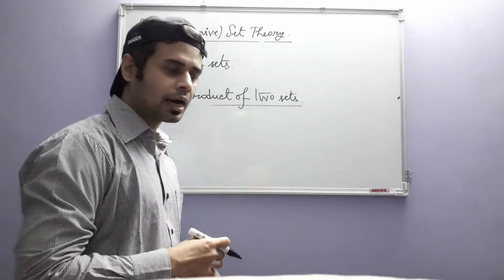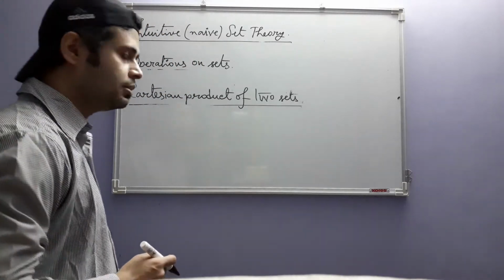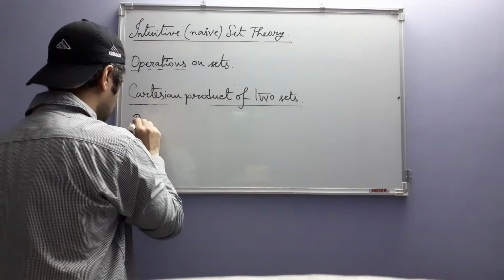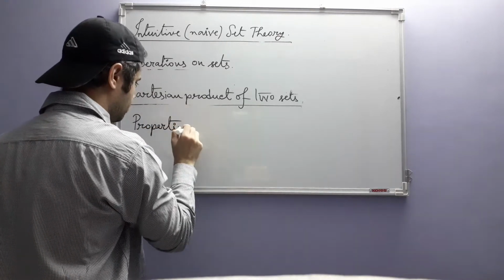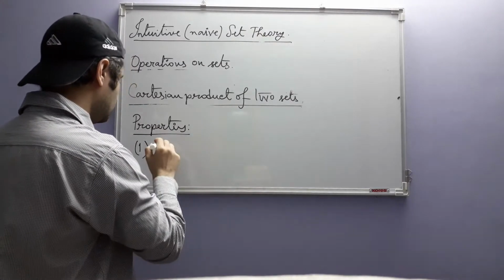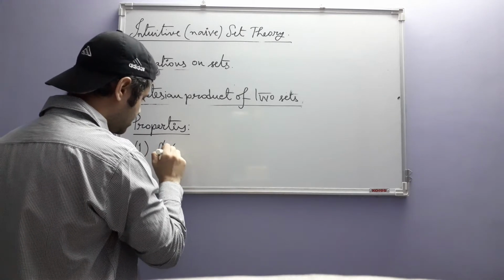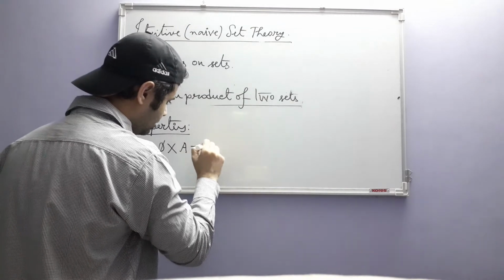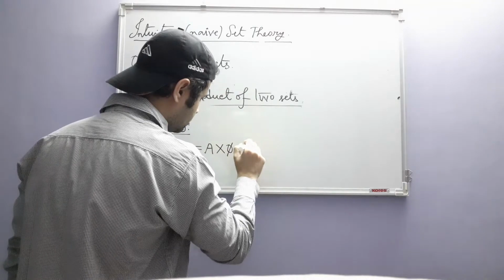Having seen what Cartesian products of two sets are, let us now see some properties of Cartesian products. If you take the Cartesian product of the empty set with any set, in any of these two forms, then the result is the empty set.